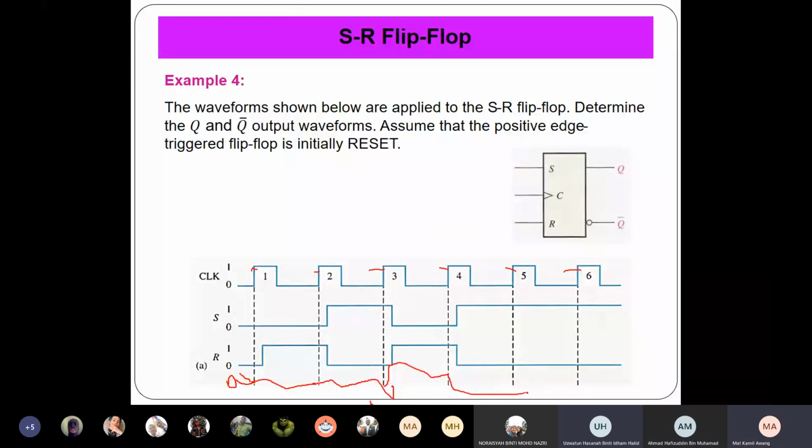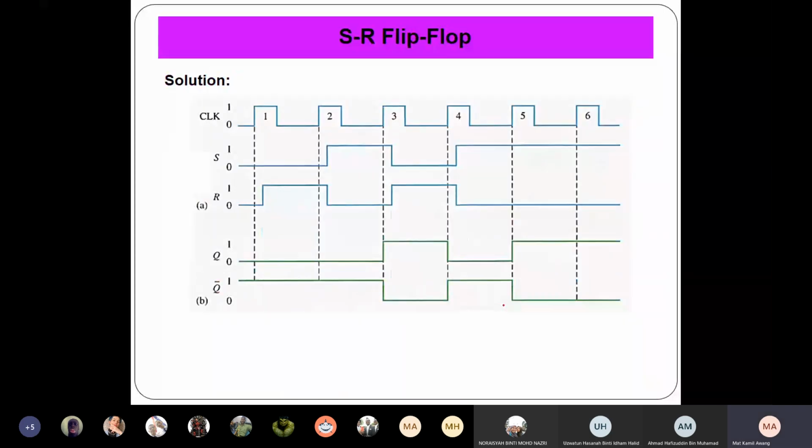Then what happened here? Set. Are you sure it's set, not no change? Set. Then going up until here. So then what happened? S is 1, R is 0. So it's still 1. Set. Okay, so that is the Q.